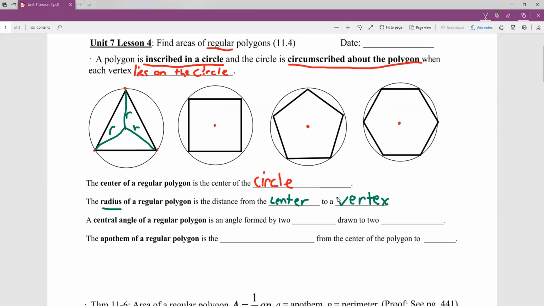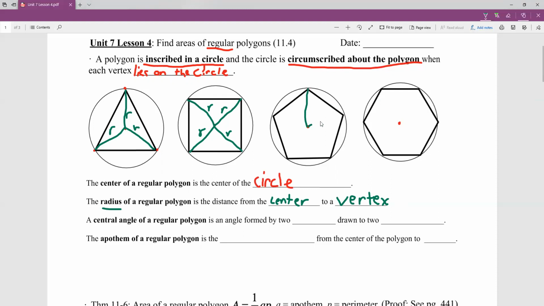I want you to notice a little pattern here. Here we have an equilateral triangle, a regular triangle, and we were able to draw 3 radii. Here we have a regular quadrilateral, aka a square, and we can draw 4 different radii. Are you starting to see a pattern? How many radii do you think this one has? It's got 5, because it's got 5 sides.